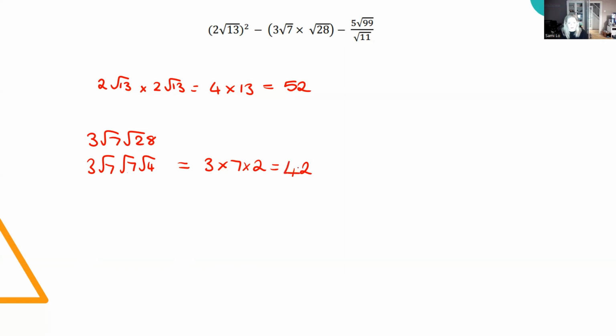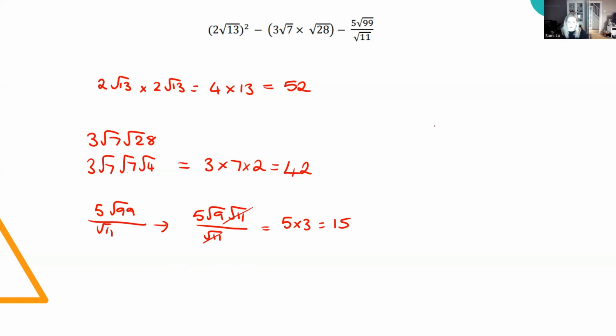So 21 times 2 is 42. And then the last section, 5 root 99 over root 11. So we're just going to simplify that down. So that's 5 root 9 root 11 over root 11. Those cancel out. Root 9 then will change to 3. So 5 times 3 is 15.